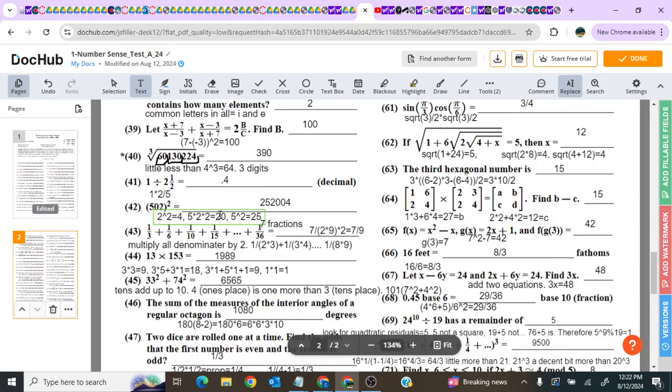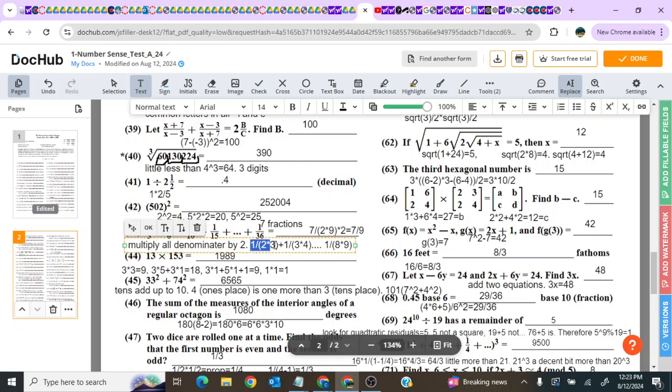43, you're given a bunch of fractions. The way I do this is, personally, I would multiply the denominator by 2. So multiply it by 2 for everything, and you get the sequence 1 over 2 times 3 plus 1 over 3 times 4, etc., all the way to 1 over 8 times 9, which means we can use a special formula. The denominator of our number is going to be this 2 times the first number being multiplied in the denominator, this 2, times the largest number being multiplied, this 9.